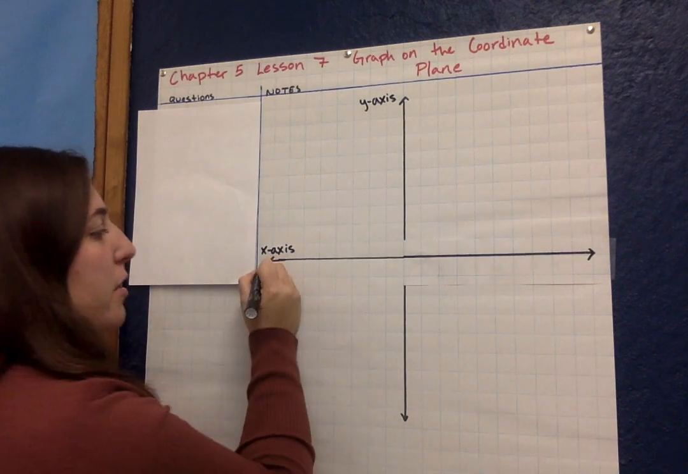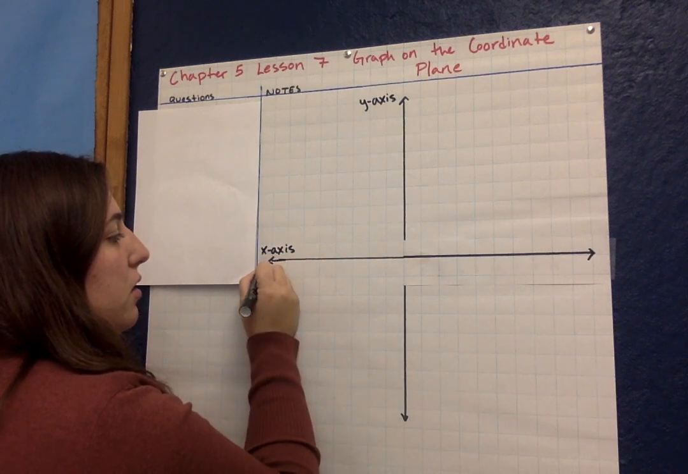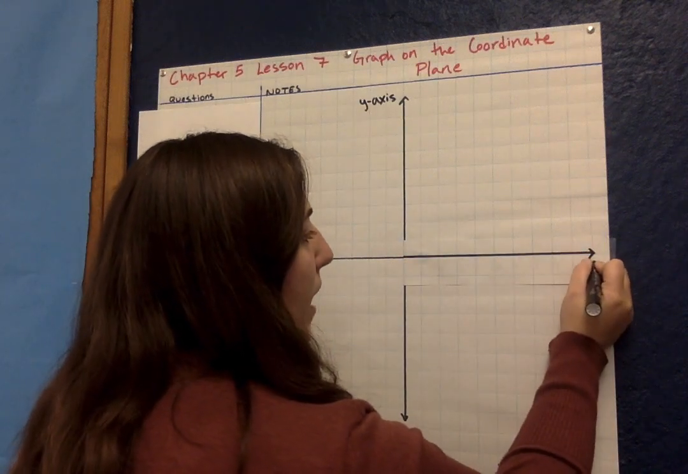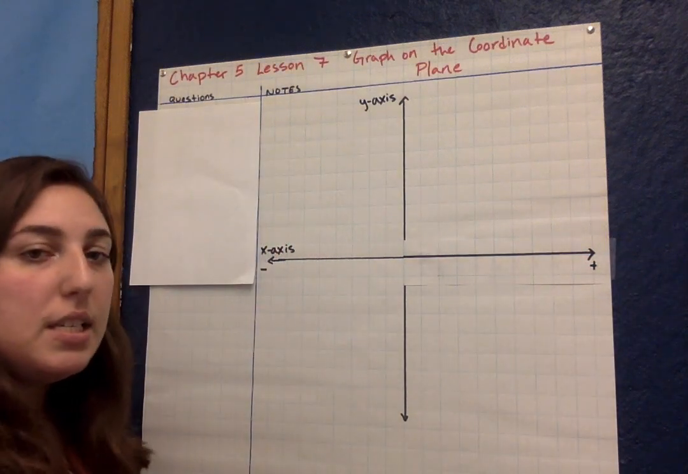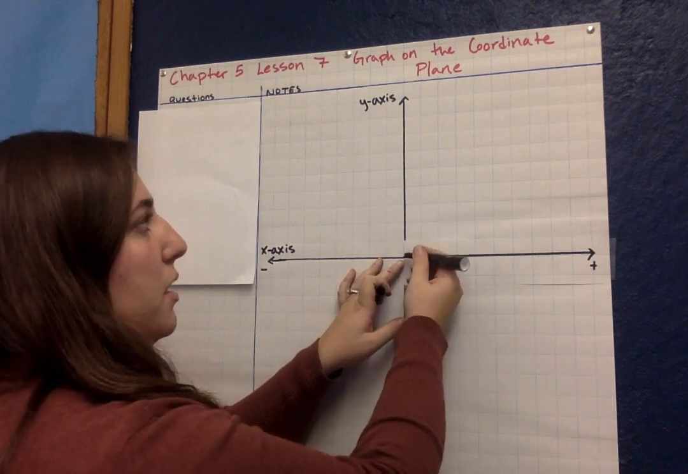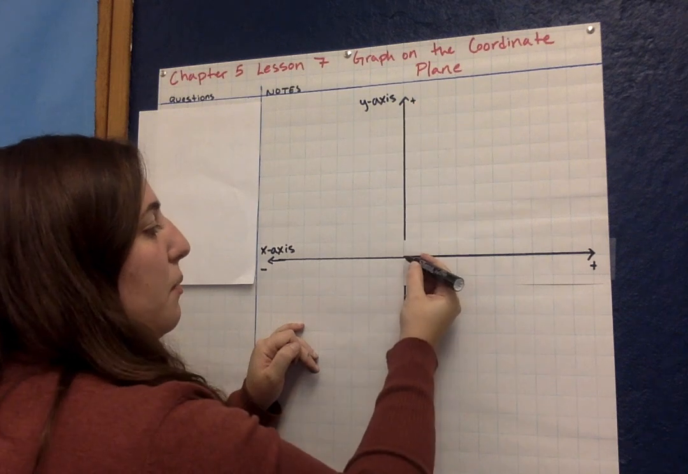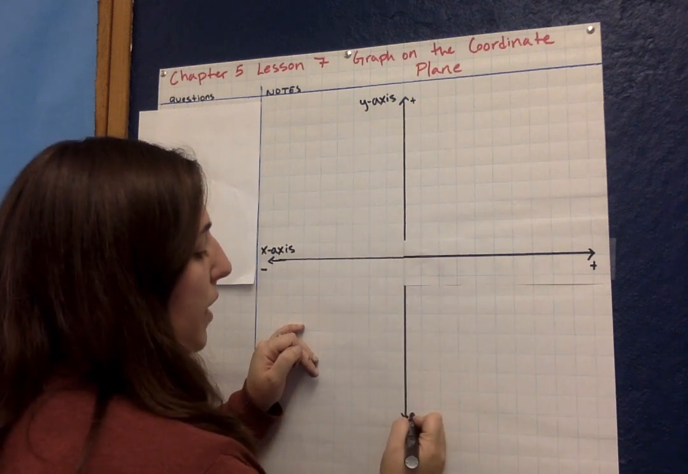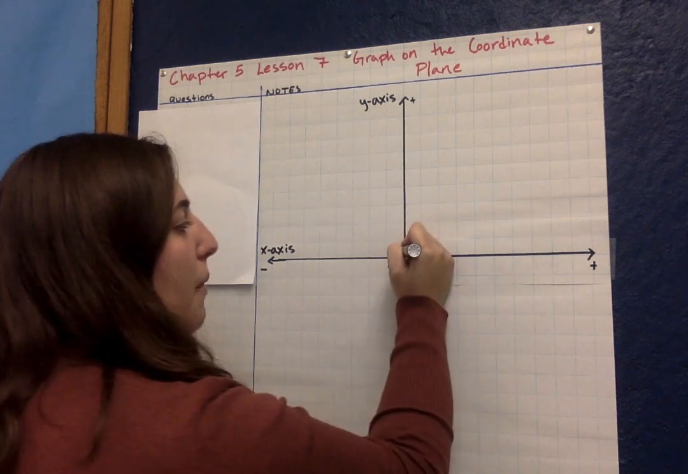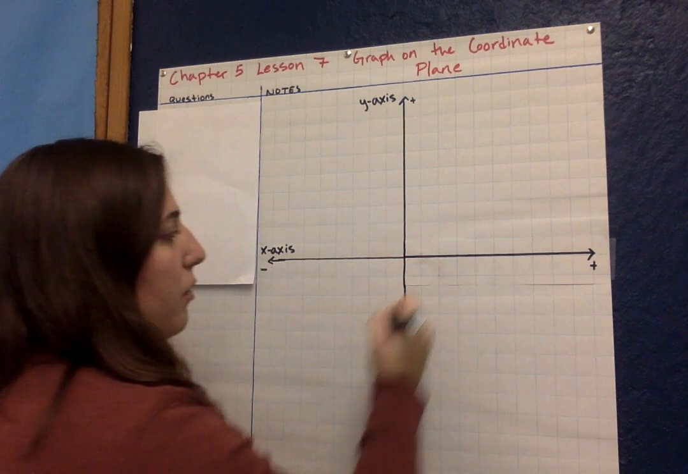Okay, and I'm going to remember that everything from this 0 here is going to be negative, and everything from this 0 here is going to be positive. That's one of the things we did today in our notes. And anything on the y-axis from the 0 to this point will be positive. Anything from the 0 to down here will be negative. Okay? That'll just help us remember our positives and negatives, where they need to go.